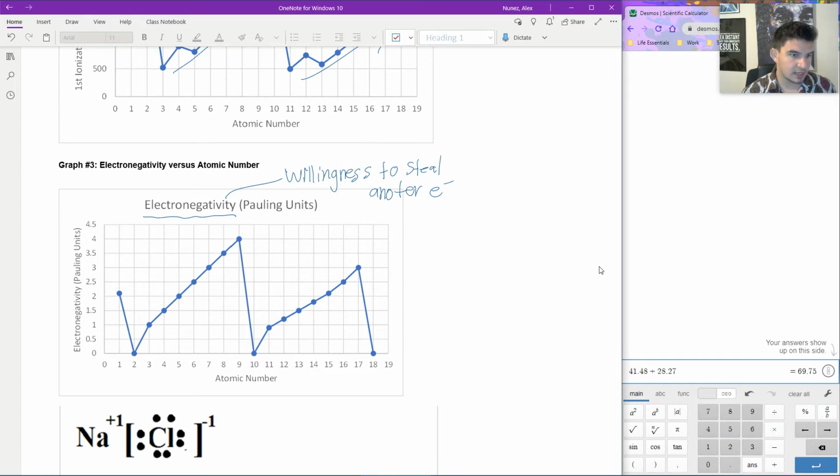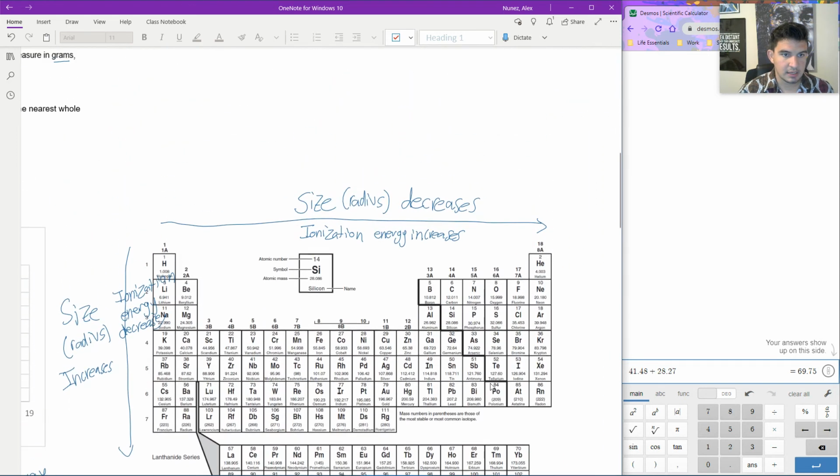Okay, so again, as we go across the periodic table from 1 to 2, I think this graph is off by 1, but we see as we go across the periodic table from 3, we see this increase, and then as we go down, the electronegativity decreases, and then it increases as you go across. So again, as we go across, the electronegativity increases, which means that it's more likely to steal an electron.